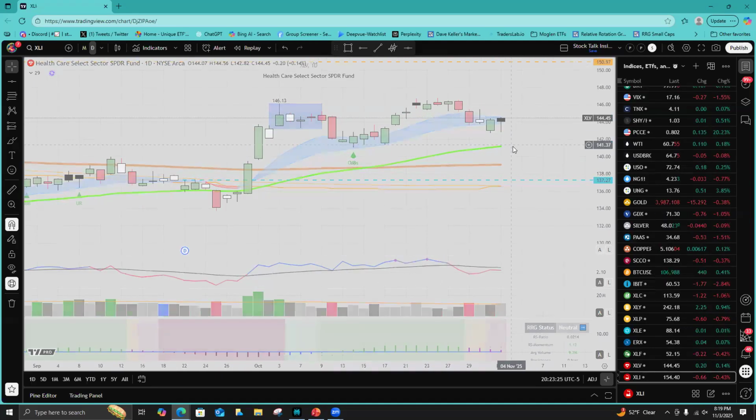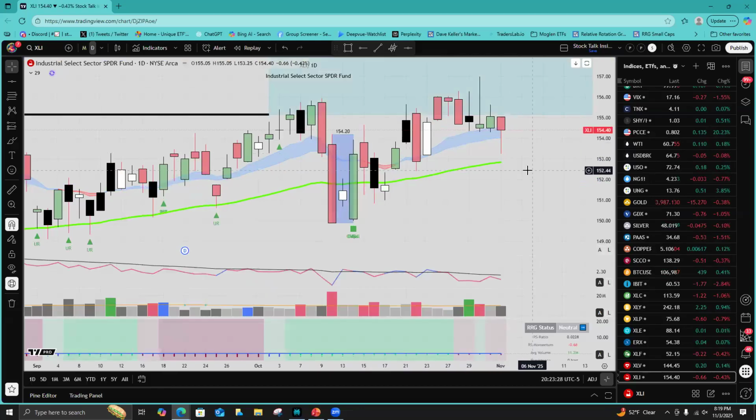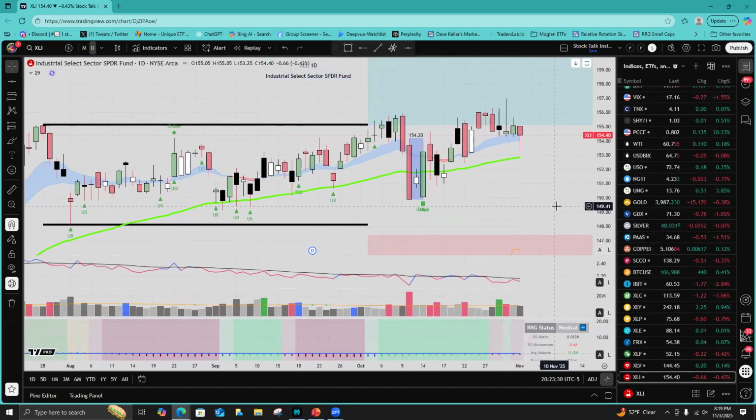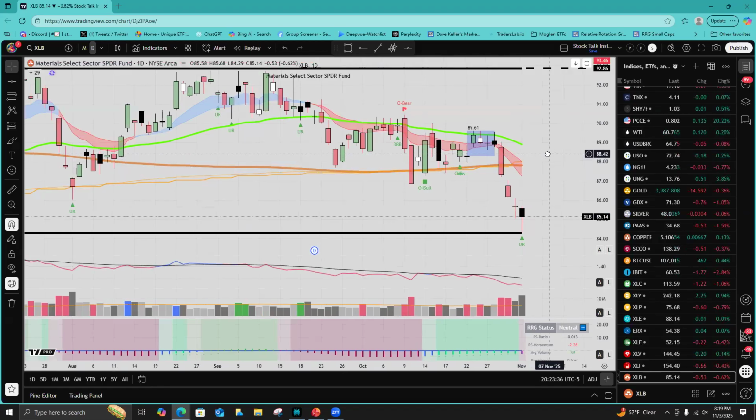Yeah, there's some strength there. No accumulation though. XLI would be a nice reclaim of this pivot level if it got it, but looks pretty weak. Look at that relative strength line going down. XLB, god awful.